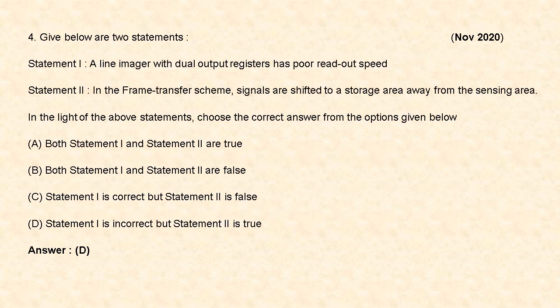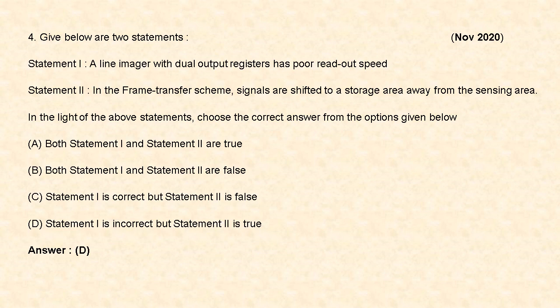Next question. Statement 1. A line imager with dual output register has poor readout speed. Statement 2. In the frame transfer scheme, signals are shifted to a storage area away from the sensing area. In the above statements, choose the answer from the options given below. Option A, both statement 1 and statement 2 are true. Option B, both are false. Option C, statement 1 is correct but statement 2 is false. Option D, statement 1 is incorrect but statement 2 is true.